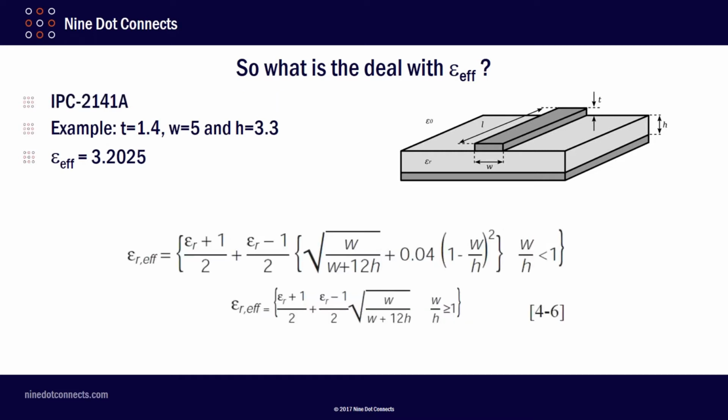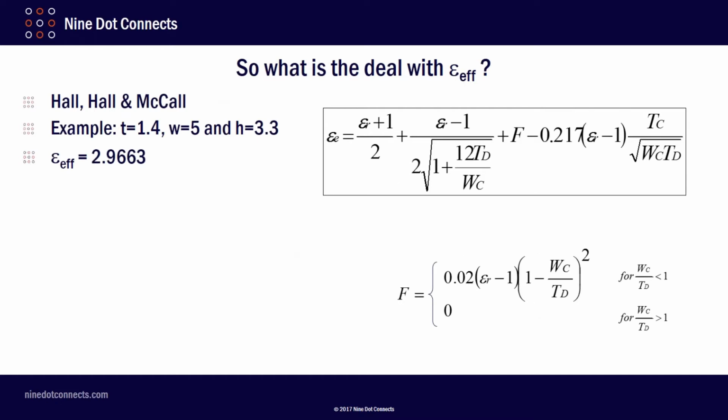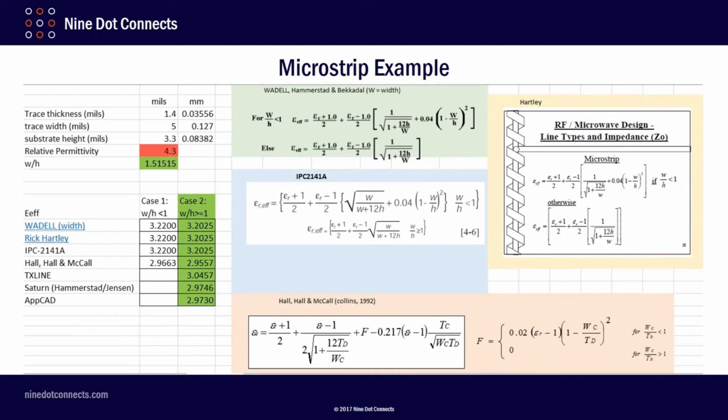But if you use an IPC standard, 2141A, they have their own equation. It's very similar, and they come up with the same number. But if you use Hall and McCall, which is a very popular book on this type of subject, they have a totally different formula. And when you do that, it comes up with 2.9663. So if you're just trying to understand a basic microstrip, you can go through and create a spreadsheet like I did here and show all the different equations, and you can run through the numbers and see, in this case, what the variations are for the different equations.